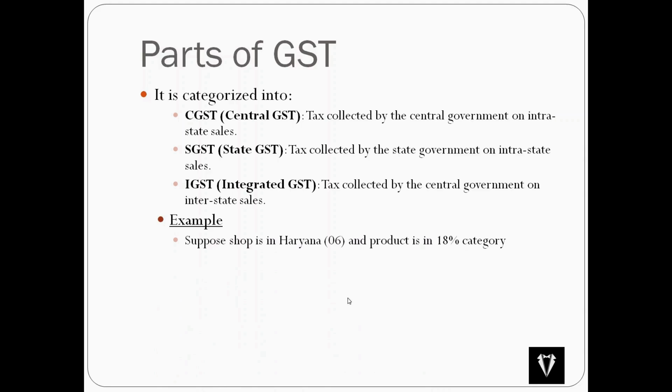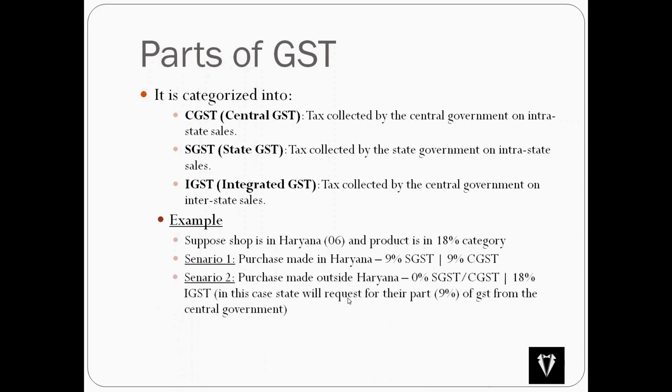Suppose there is a shop in Haryana, where 06 is the Haryana code for GST, and the product is under 18%. Then scenario 1, let's say a person purchases an item from Haryana only, then it will be 9% CGST and 9% SGST. So that means 50% is given to the state and 50% is given to the central. Now scenario 2 is if the purchase is made outside Haryana, let's say in Punjab or in Karnataka, then CGST and SGST will be totally zero, and 18% will be given as IGST.